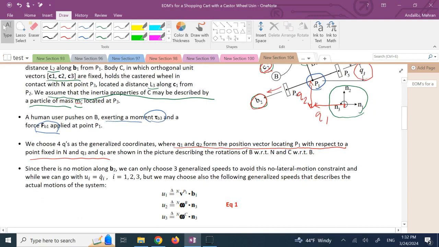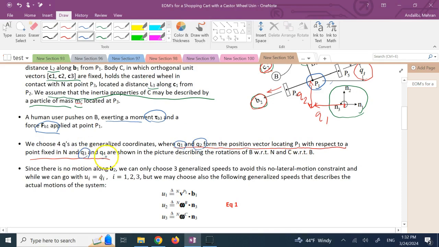The first thing, as I said, is we have a non-holonomic condition, no lateral motion for the back wheels. For that reason, instead of choosing 4 generalized speeds, 4 U's, we only pick 3 U's. Remember here, we have 4 Q's. Should we pick 4 U's, and should we make these U's necessarily Q-i dots?